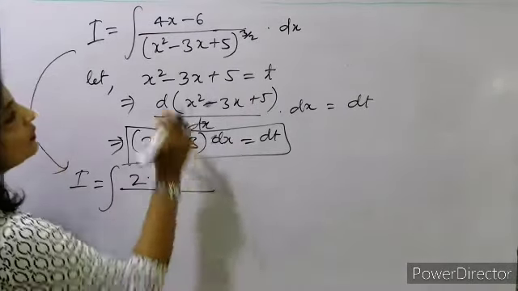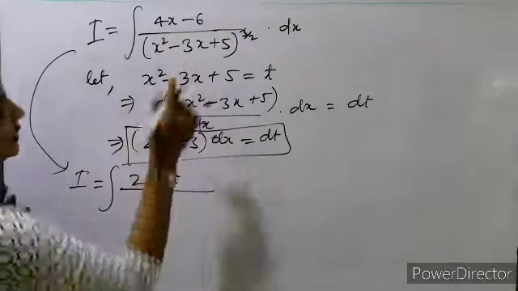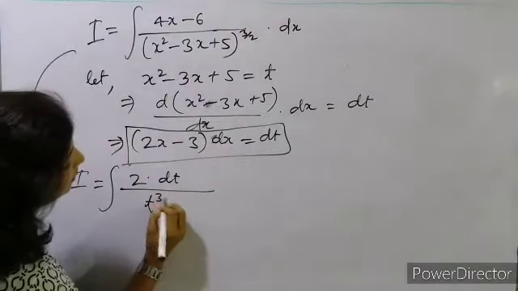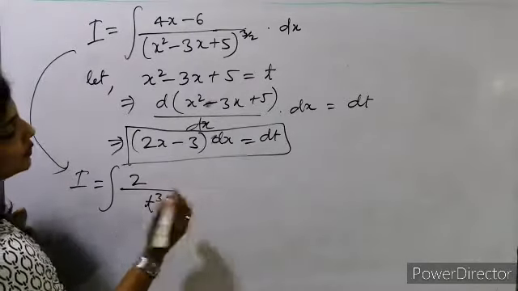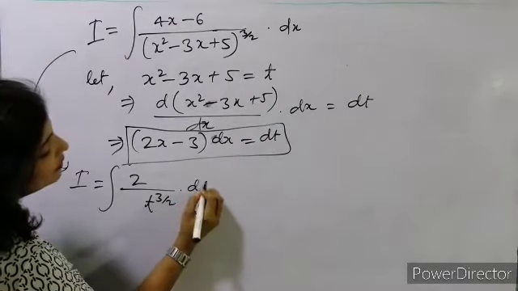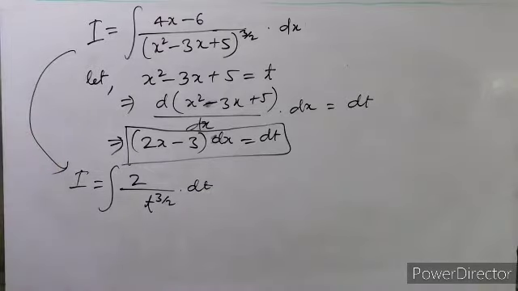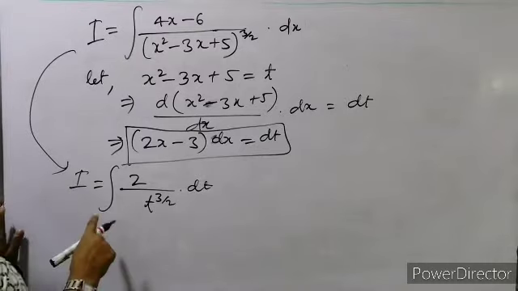Okay. So divided by this is t. So t to the power 3 upon 2. So this value we can write like this also, 2 upon t to the power 3 upon 2 dt. So we got this value. After that, what we have to do? After that we have to integrate.